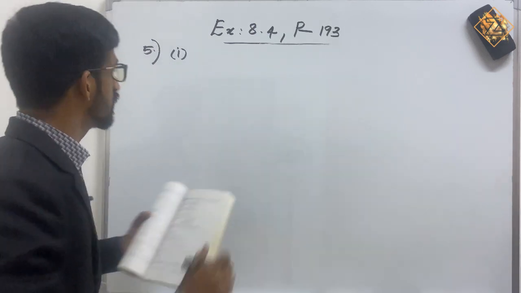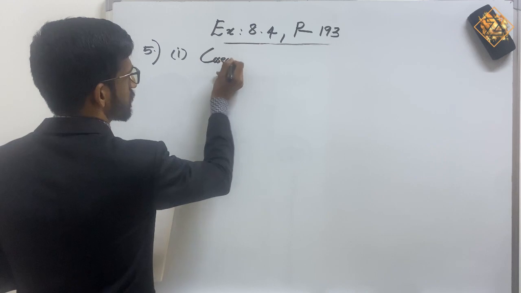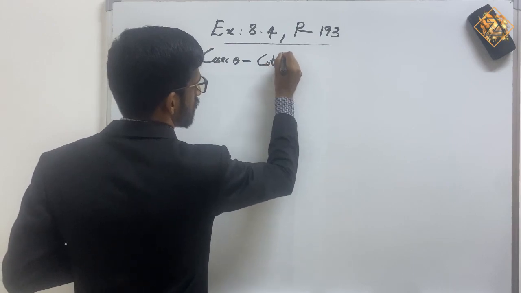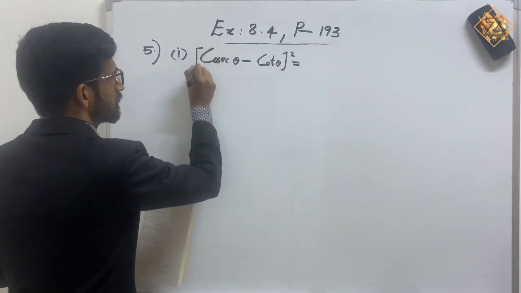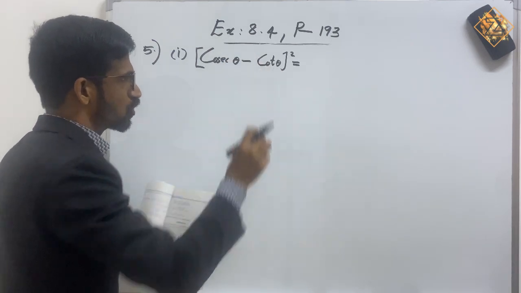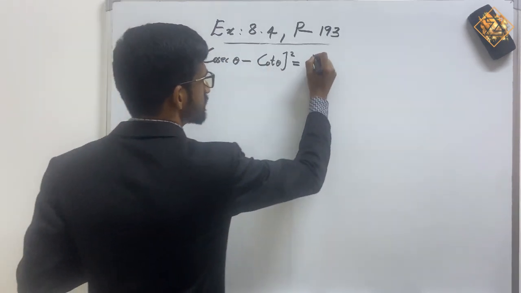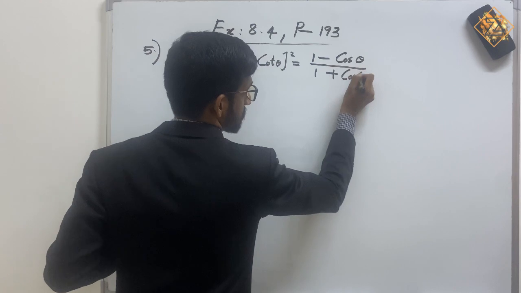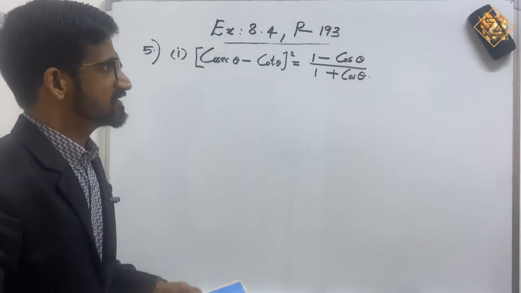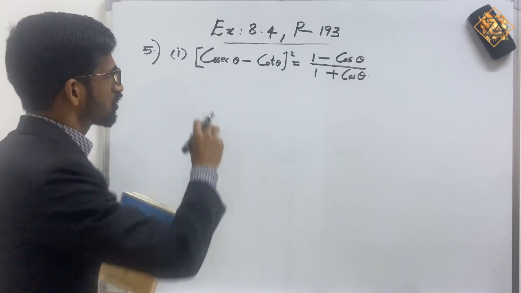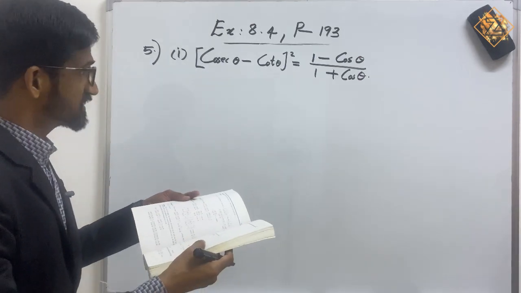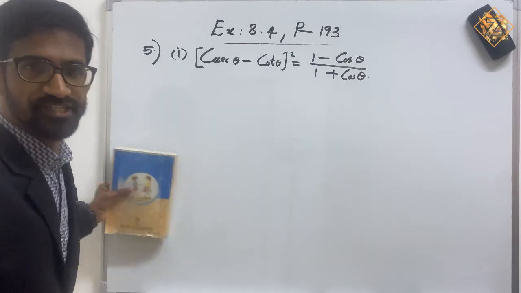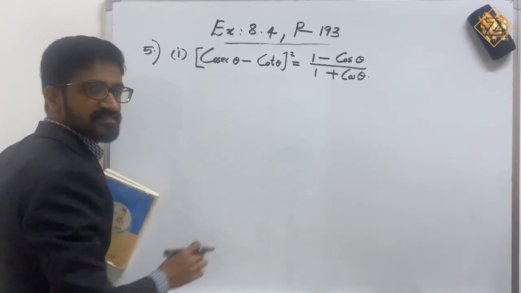In that first question, it is given (cosec theta minus cot theta) whole square. We have to prove that (cosec theta minus cot theta) whole square is (1 minus cos theta) by (1 plus cos theta). Please listen here, students. It's a very important question. We will start with the LHS.